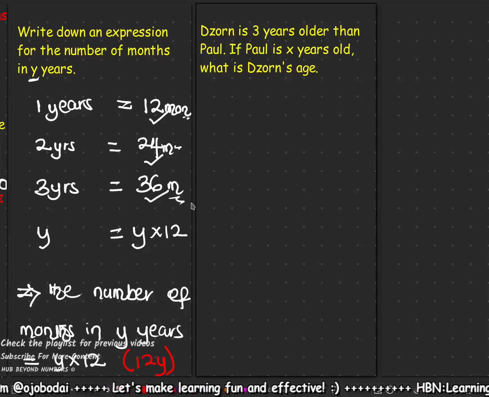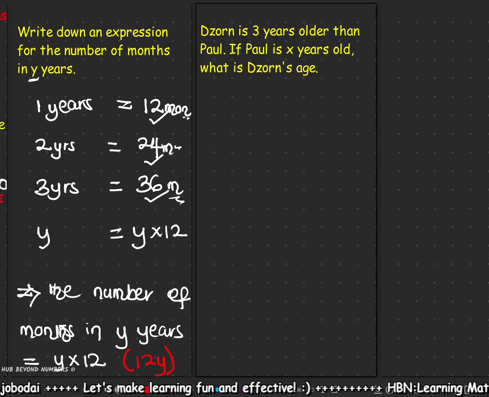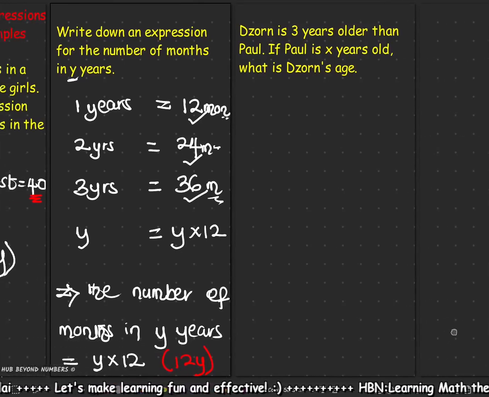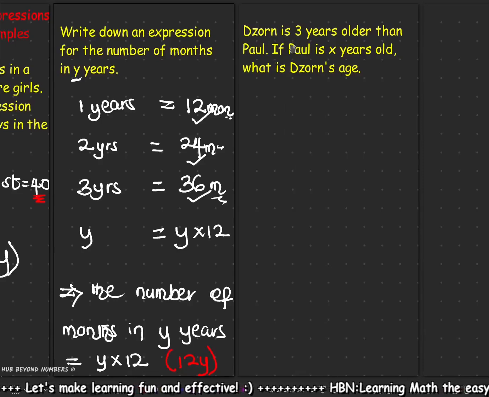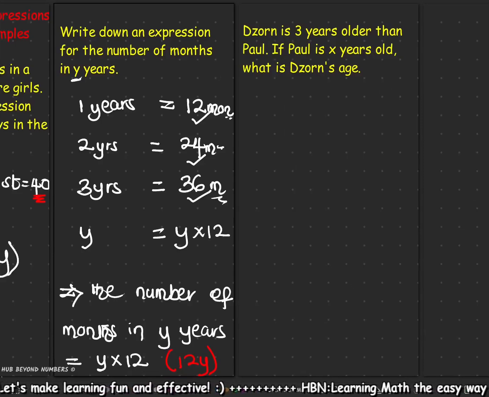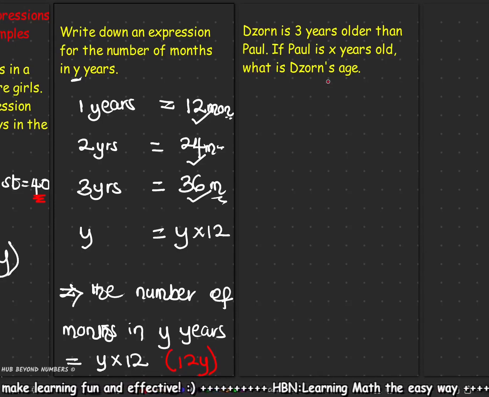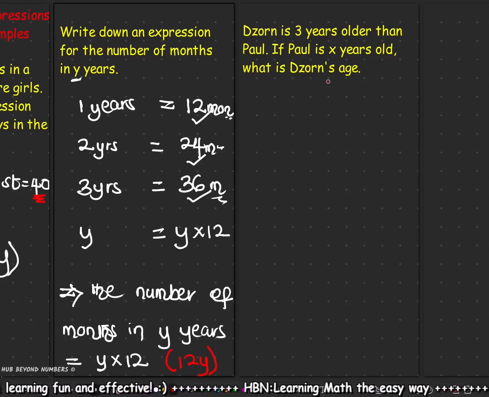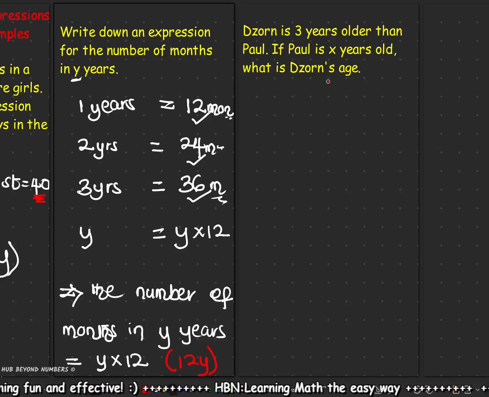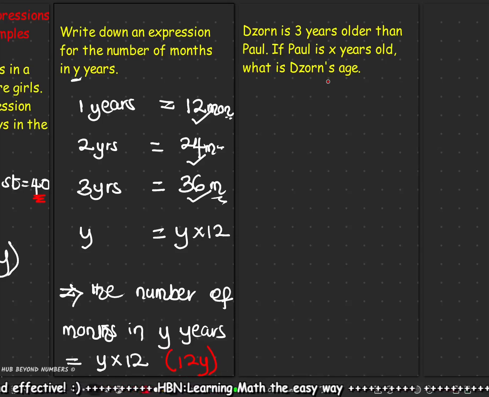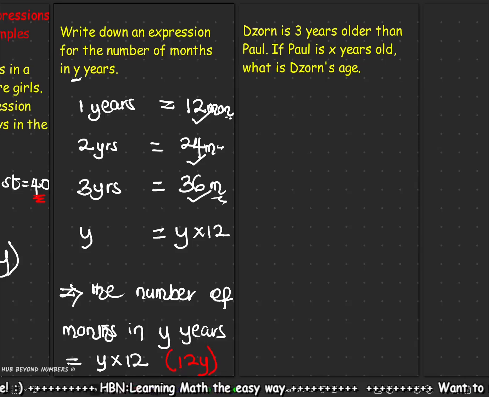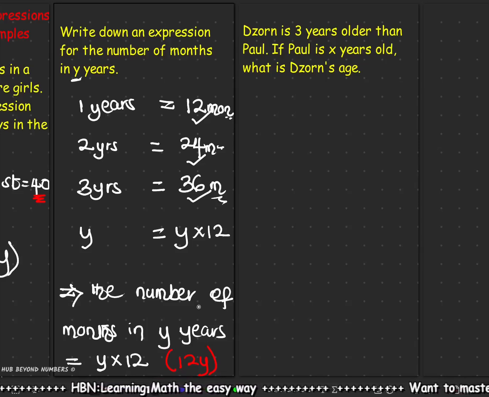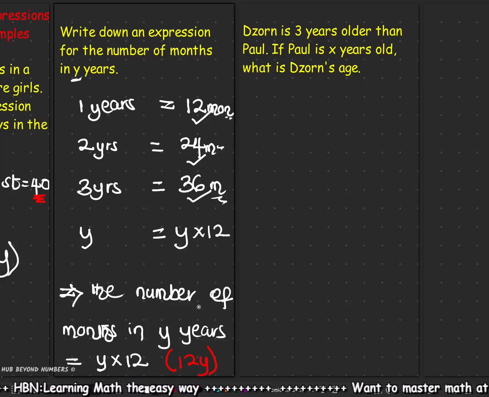So this next example, you have to pay critical attention to it. It says, John is 3 years older than Paul. John is 3 years older than what? Paul. Now, if Paul is X years old, what is John's age? You can pause and think about it, get an answer, and put it in the comment section. After which, we can then do it together.